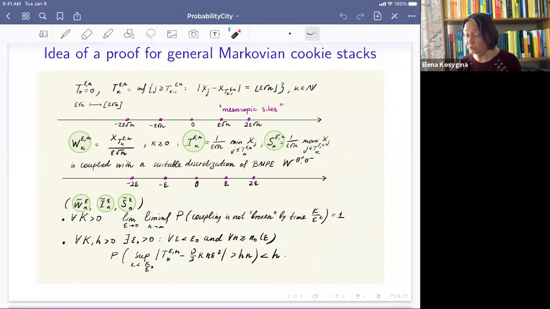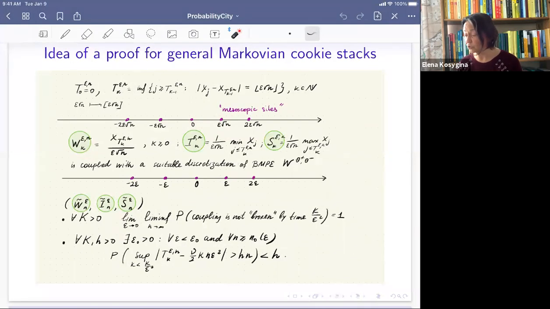We looked at our random walk only at times when it hit what we call mesoscopic sites: negative epsilon square root of n, epsilon square root of n, and so on. So we only looked at the times of visits to sites that are integer multiples of epsilon square root of n. Therefore we could introduce the scaled walk, which we call the mesoscopic walk. And our hope was to do the following.